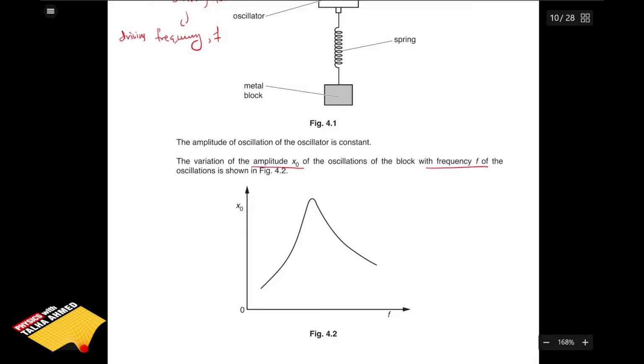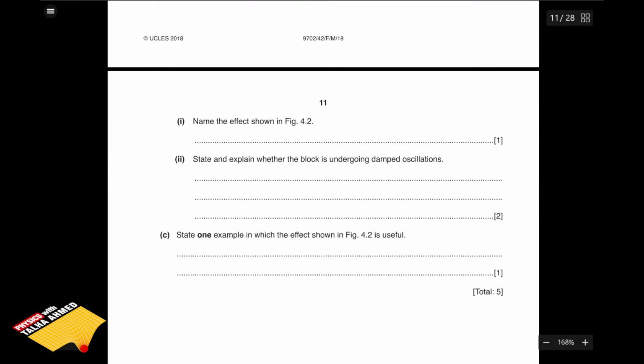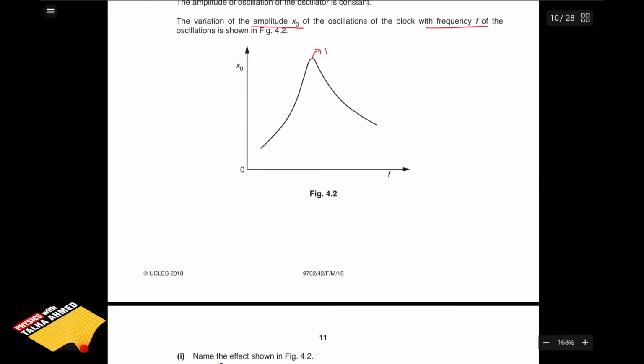So these are forced oscillations, and now it will not vibrate with the natural frequency but with the driving frequency of the oscillator itself. Now they have shown us the graph below of the amplitude of the system versus the variation in the driving frequency. As you vary the frequency of the oscillator, the amplitude changes, and you can see that there is a peak at a certain point. That point happens to be where the driving frequency equals the natural frequency of this system, and we call this phenomenon resonance. The first part asks us to name the effect shown, so it's resonance which is happening here.